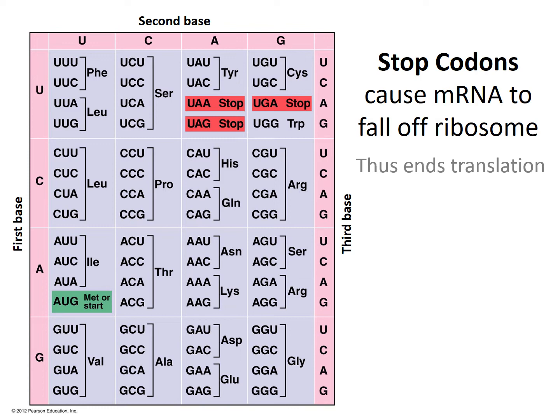Highlighted in red are the stop codons. These are the ones that cause the mRNA to detach from the ribosome. So when you're doing translation problem sets, if you come to a stop codon, you're done. You've completed translation. So let's try a problem together.